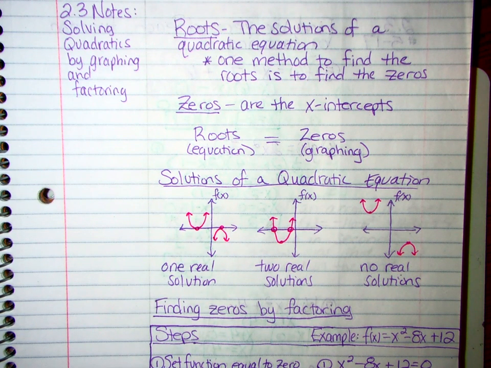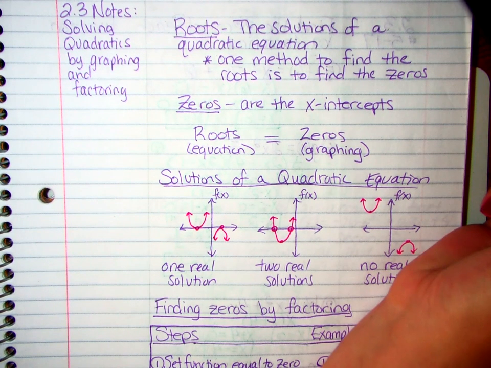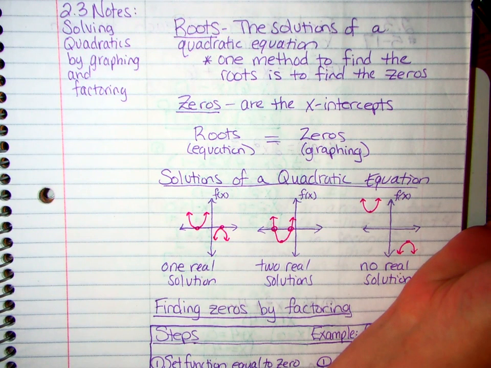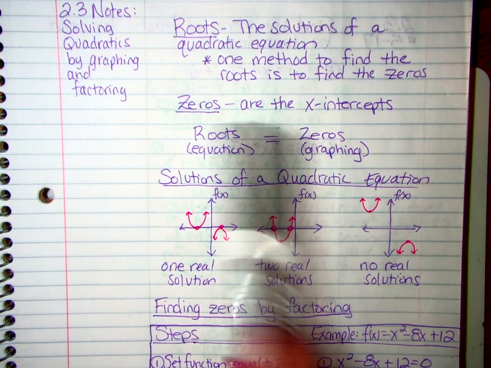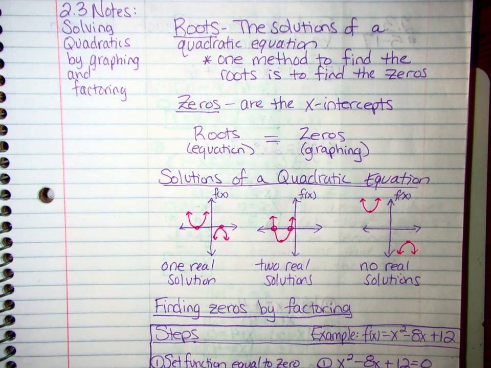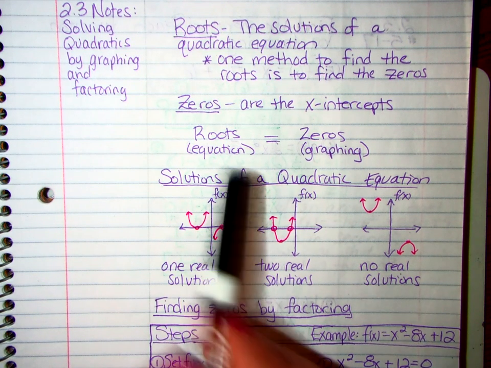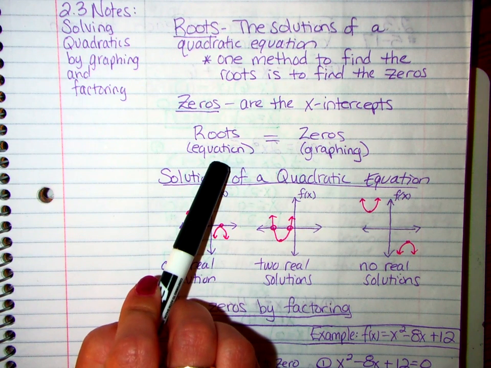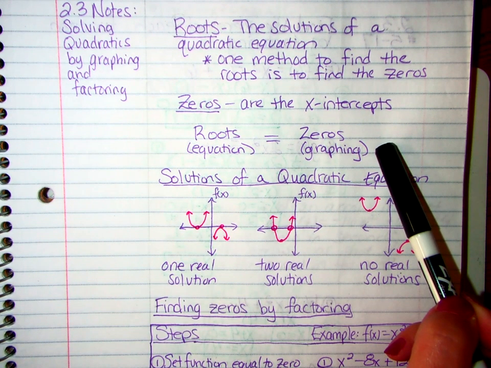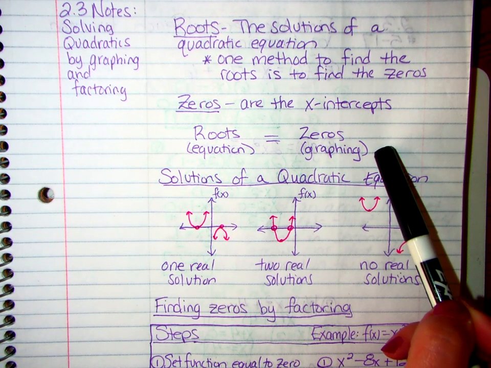So what I wanted to start with are some notes. Roots are the solutions of the quadratic equation, okay? And one method to find the roots is to find the zeros. I want you to know that zeros are our x-intercepts. So when we talk about roots and zeros, think of them as the same thing. We call them roots when we're talking about an equation, and we call them zeros when we're looking at a graph. But they are both the x-intercepts, okay?